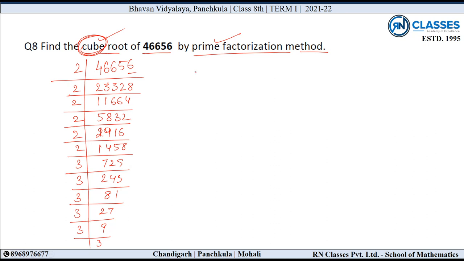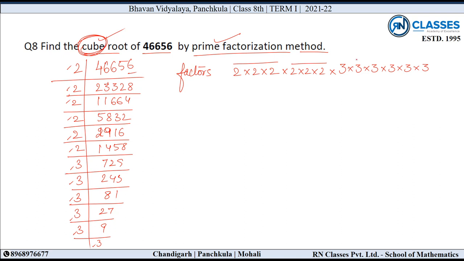Now let's write its prime factors. How many times did 2 come? 1, 2, 3, 4, 5, 6, 6 times. So 2 × 2 × 2 × 2 × 2 × 2, right? Now how many times did 3 come? 1, 2, 3, 4, 5, 6. 3 × 3 × 3 × 3 × 3 × 3, right? Now, to find the cube root we don't form pairs, what do we form? Triplets. We'll form triplets: 1 triplet, 2 triplet, 3 triplet, 4 triplet. Okay, our triplets are formed.